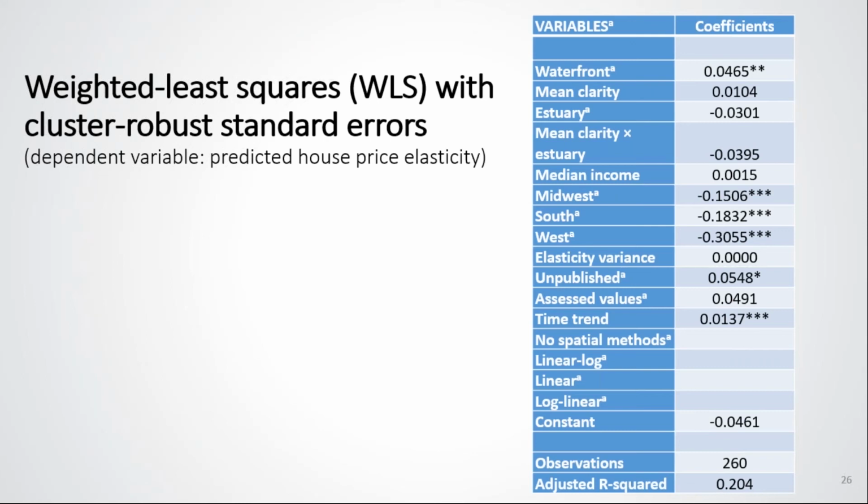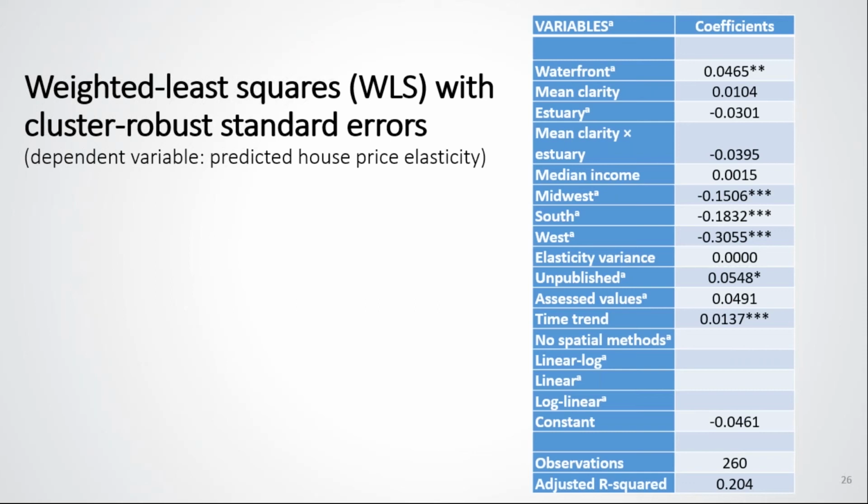So here is our preferred model. The significance of the variables is shown with asterisks. Three asterisks means it's significant at the 0.01 level, two significant at the 0.05 level, and one asterisk is significant at the 0.1 level. The variables are listed in the left column. We see that waterfront homes have significantly higher values with respect to water clarity by 0.047%. We see the higher the mean clarity, the higher the home values, but this is insignificant, as are homes near estuaries and the interaction of mean clarity and estuaries.